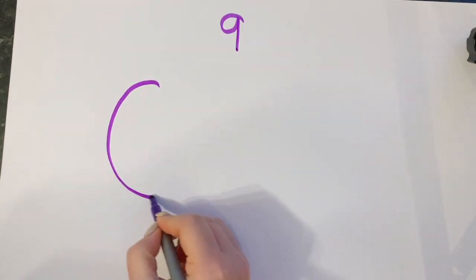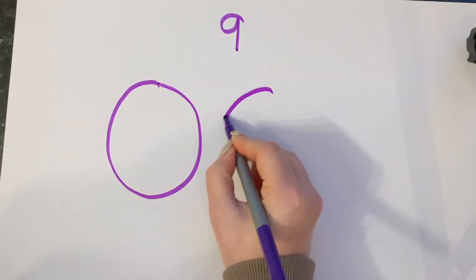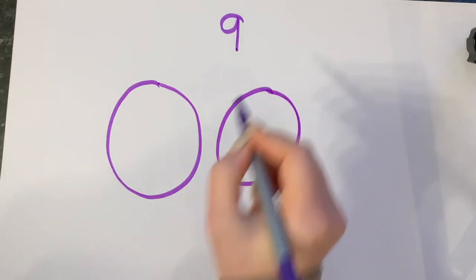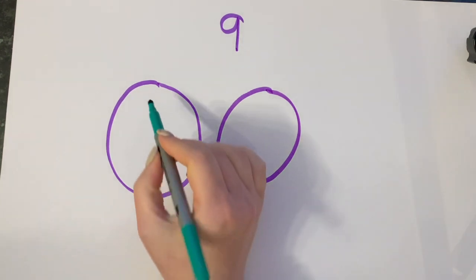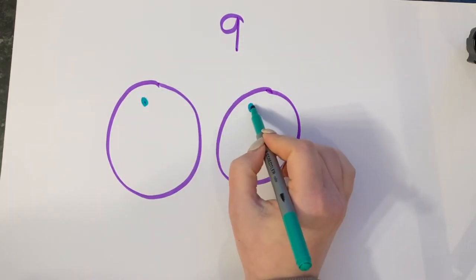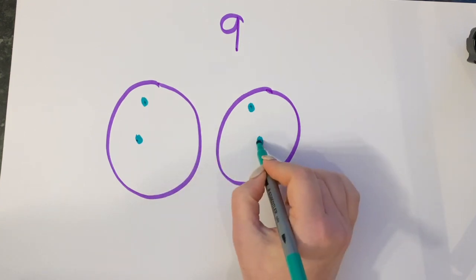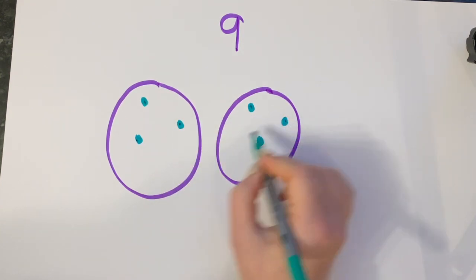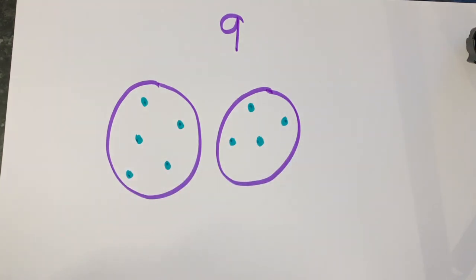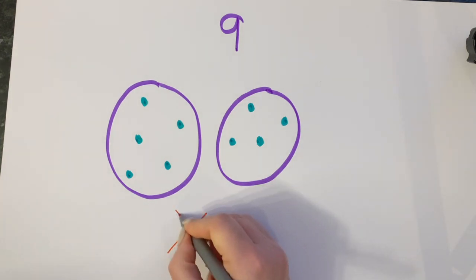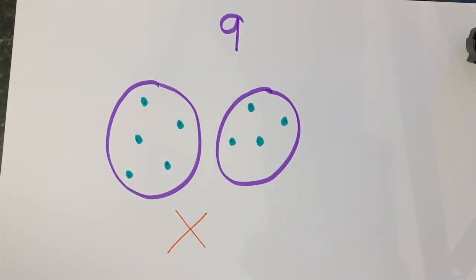9. Do you think it's going to be possible to share the number 9 between 2 groups? Pause the video and have a chat. Let's have a look. So remember, you're going to draw a dot in each circle, one at a time, making sure that it's fair. Don't forget to count as you go along. We're only sharing 9 dots. Oh, let's have a look. I've got 5 in one group and 4 in the other, so I can't share 9 between 2 groups equally.